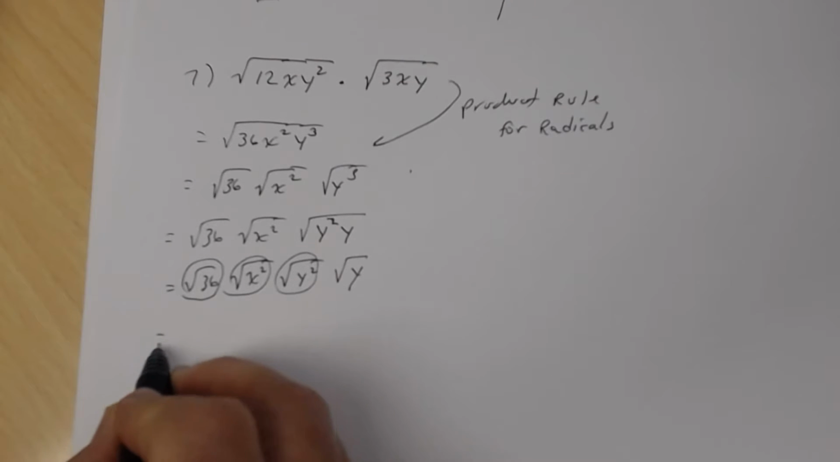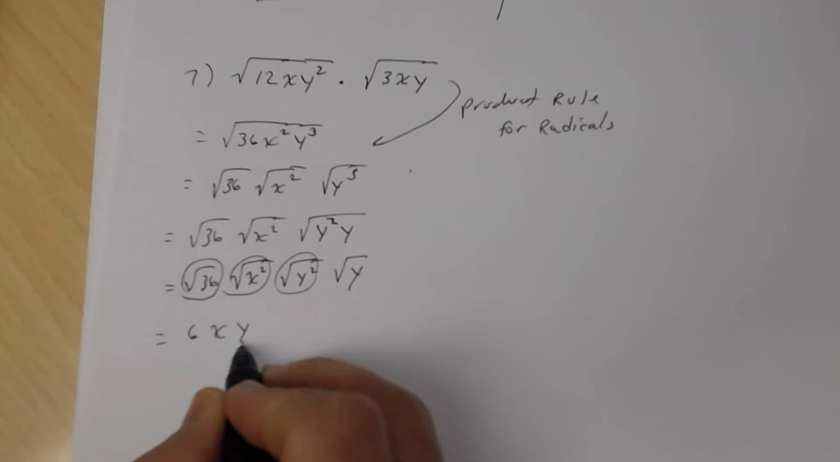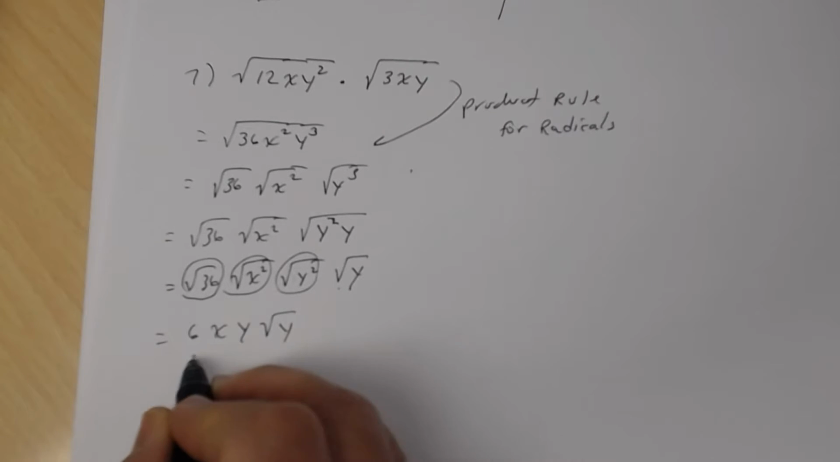The square root of 36 is 6. Square root of x squared is x. Square root of y squared is y. And then I'm left with the square root of y. And so that's your answer.